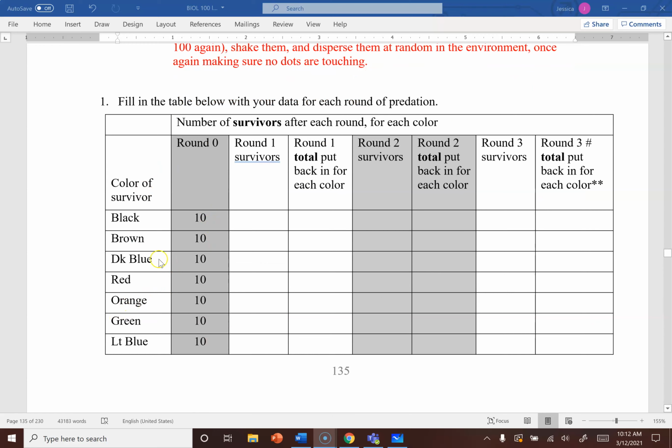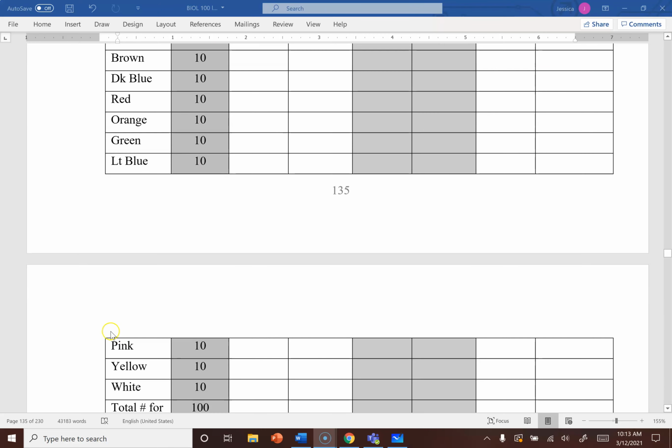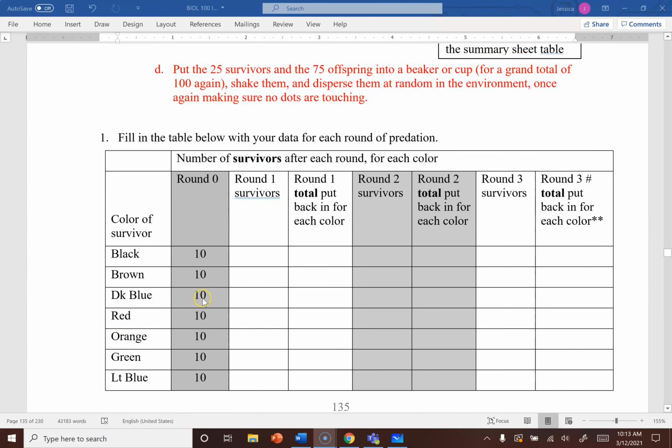This isn't the full data chart because I did insert something above it. But you'll start with all of these colors plus a few more, 10 of each color. And you are going to pick out 75 individuals that are going to be eaten. You're going to be left with 25 survivors. So let's say that you have 2 black mice that survive.